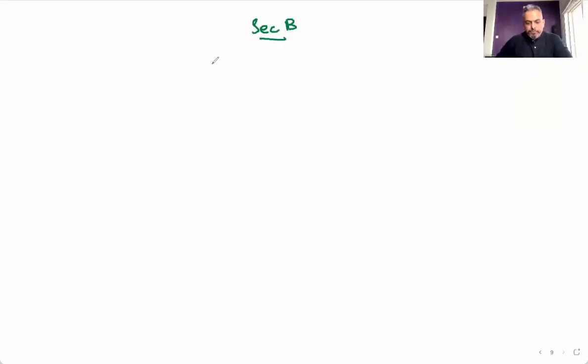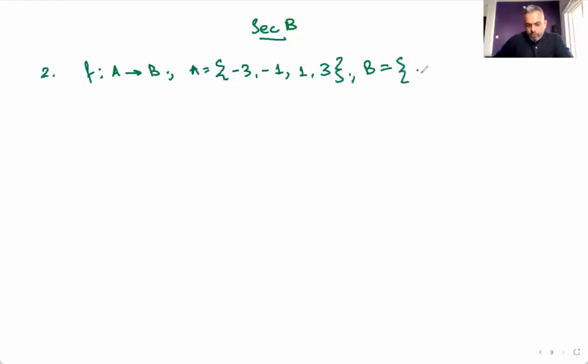Now section B. Question number 3. Okay, let's do one again. Question 2 also. Once again. Question 2. Function set A to B, where A is equal to minus 3, minus 1, 1 and 3, and B is equal to 1, 0, 9. F of x is equal to x square. Is f a function? We have to check.